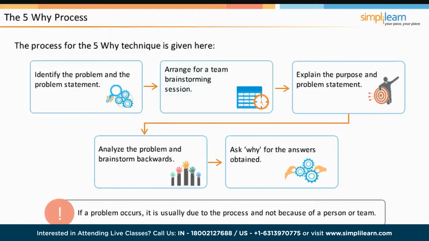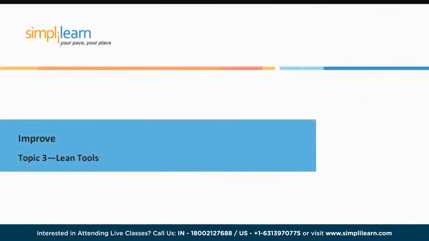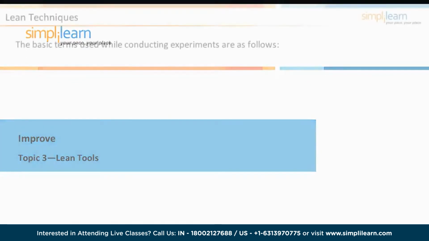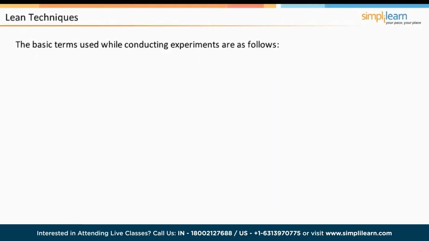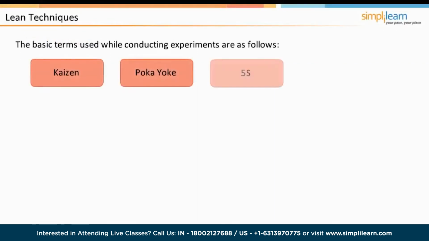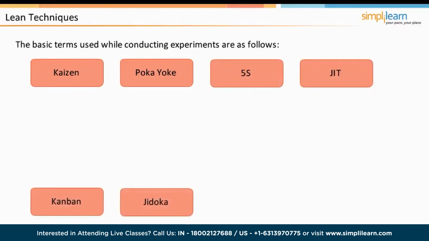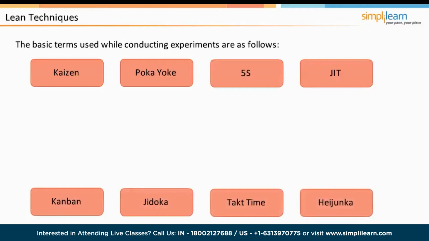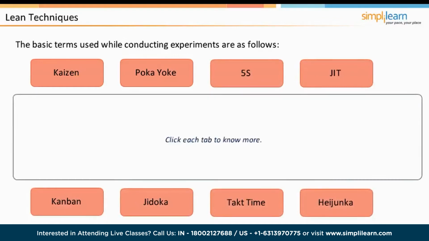In the next screen, we will understand the concept of the 5 Why technique with the help of an example. In this topic, we will discuss lean tools in detail. Let us learn about lean techniques in the following screen. The 8 lean techniques are Kaizen, Bokoyoke, 5S, Just-in-Time, Kanban, Jidoka, Tact Time, and Haijunka. Click each technique to know more.